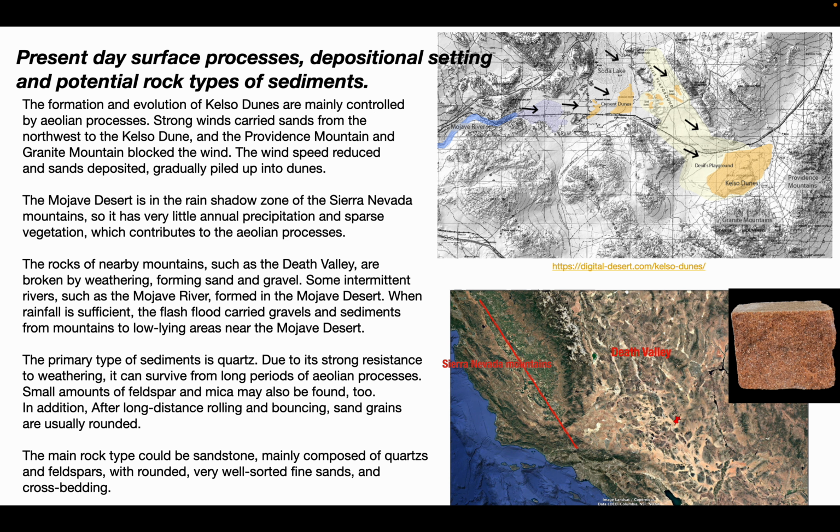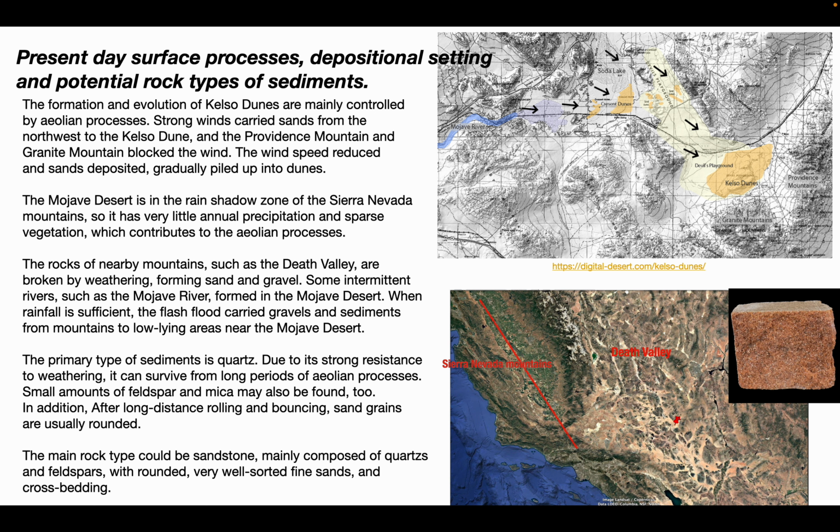The Mojave Desert is in the rain shadow zone of the Sierra Nevada mountains, so it has very little annual precipitation and sparse vegetation, which contributes to the aeolian processes. The rocks of nearby mountains, such as the Death Valley, are broken by weathering, forming sand and gravel.